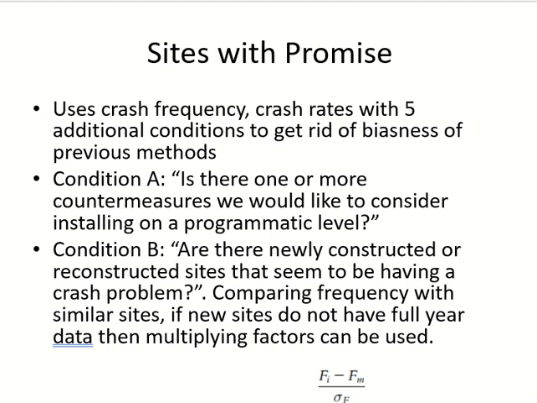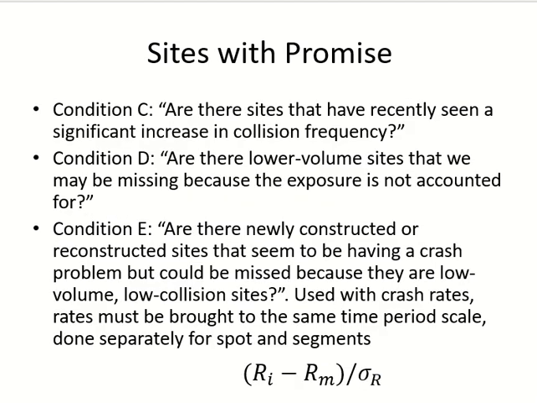If your site has fewer crashes than normal, then this ratio will be what? If your site has fewer crashes than the mean, then this ratio will be minus. So minus means it's good. Plus means that you have to look how bad it is. So this is condition B.